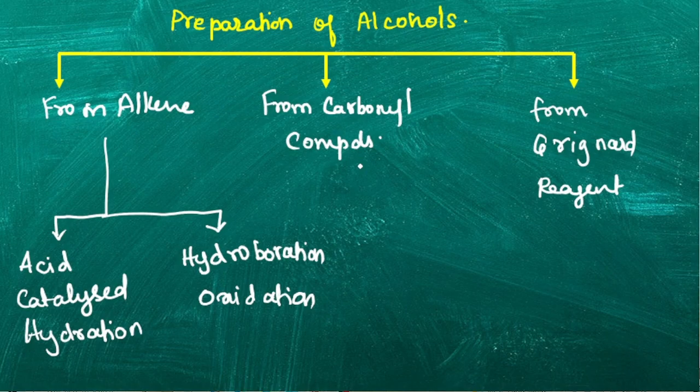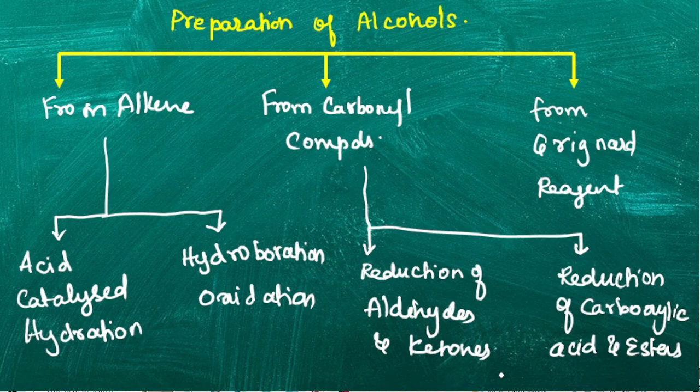This classification of preparation of alcohol is very important. First you should know from what things you can prepare the alcohol: from alkene, from carbonyl compounds and from Grignard reagent. From alkenes, two types: acid catalyzed hydration and hydroboration oxidation. From carbonyl compounds, two types: reduction of aldehydes and ketones, and reduction of carboxylic acids and esters. From Grignard reagent. These are the things you have to remember. Now let us see all the information one by one.